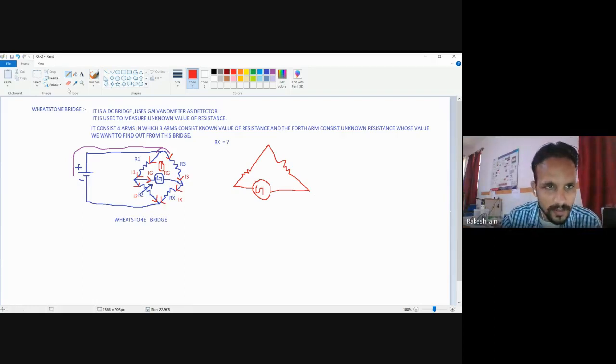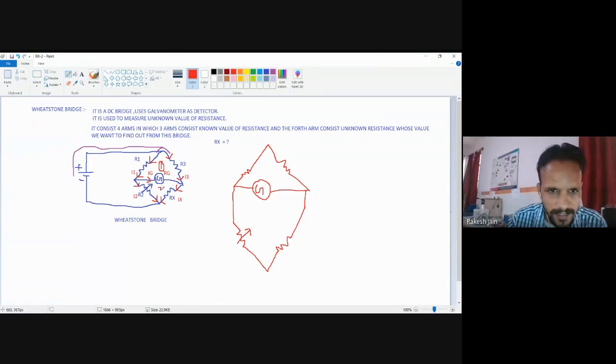And the second closed path is this one: this R2 resistance, which is the variable one, this Rx resistance, and this galvanometer. The same galvanometer creates the second closed path. This one is my second closed path, so I put second here.